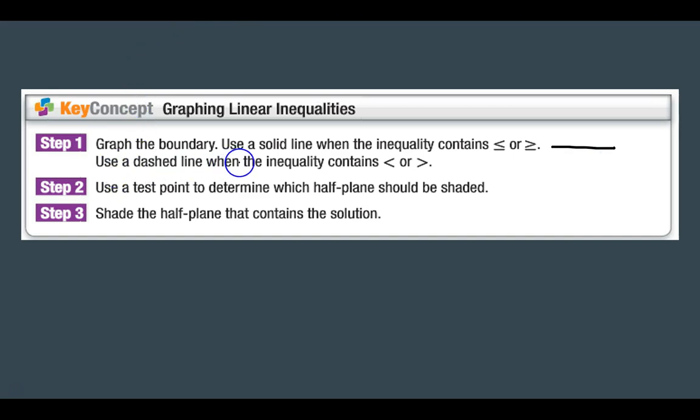Then we're going to use a dashed line when the inequality contains less than or greater than. We don't have the extra line, so we're going to use less ink, which means a little dashed line, like that one. The second step is to test a point to determine which half plane should be shaded. And then the last part is to shade the half plane that contains the solution, where it is true.